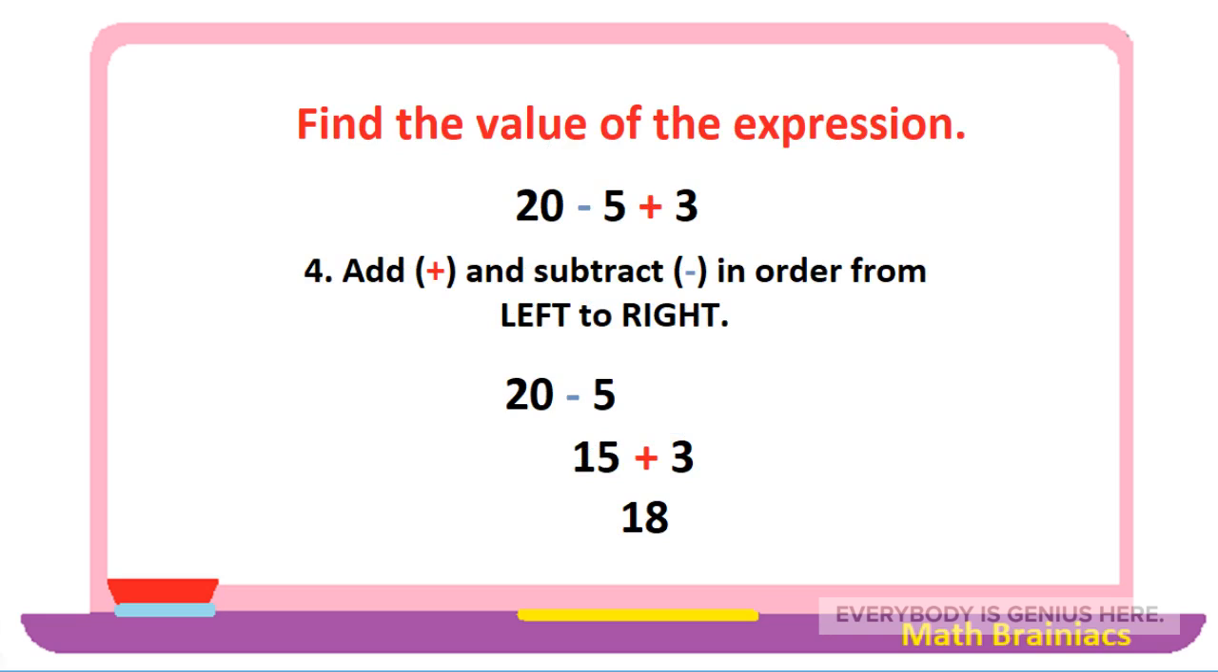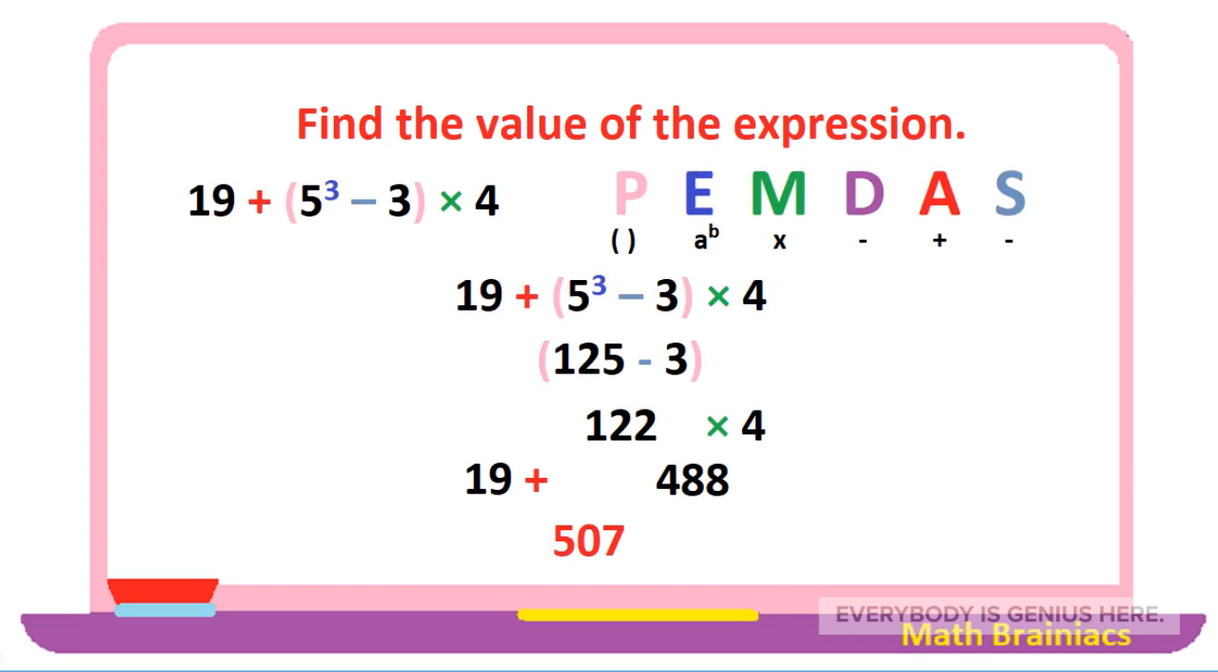Such as in this example, 20 minus 5 plus 3. You're going to apply the number 4 rule. Add and subtract in order from left to right. So we're going to subtract first and then we're going to add. Similarly, in this expression, we're going to follow the PEMDAS rule. Parenthesis first and then exponent. Afterwards, we're going to multiply and then add.